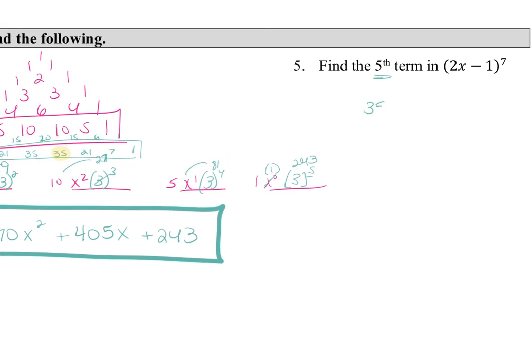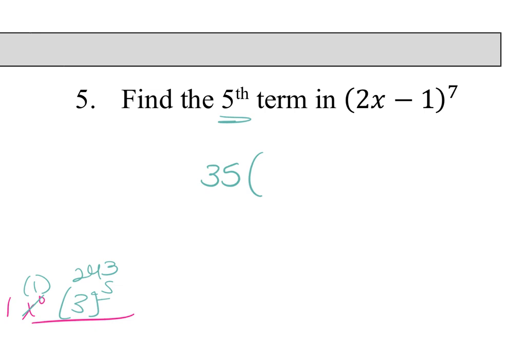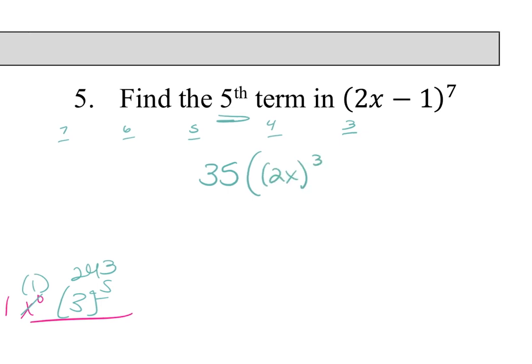So I get 35. And then if you think about what's happening, if it's the 5th term in 7, then it would start as 2x to the 7th, to the 6th, to the 5th, to the 4th, to the 3rd. So first term, second term, third term, fourth term. 5th term would be 2x to the 3rd. And then I go the other way with the -1. It would be 0, 1, 2, 3, 4. And remember, these two have to add up to that 7. So it would be -1 to the 4th.